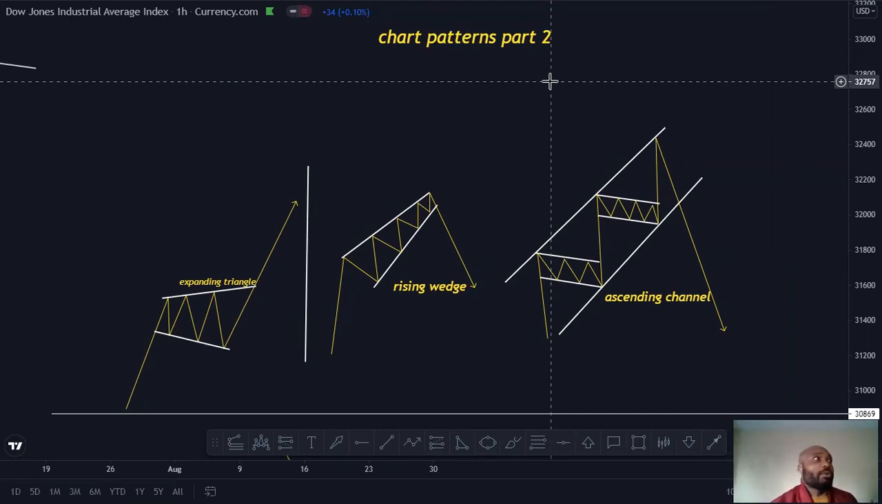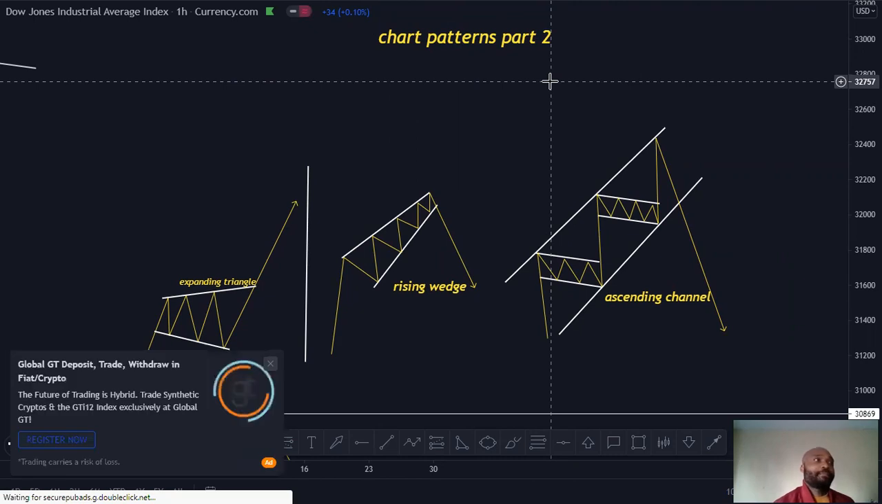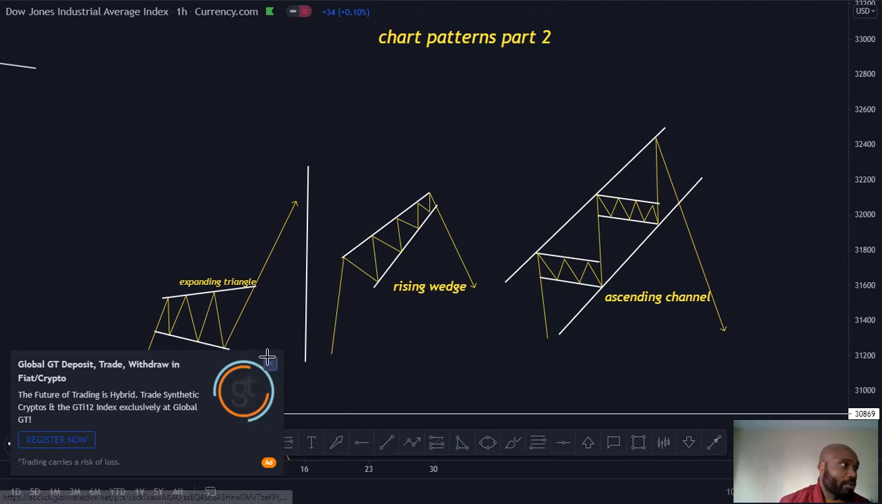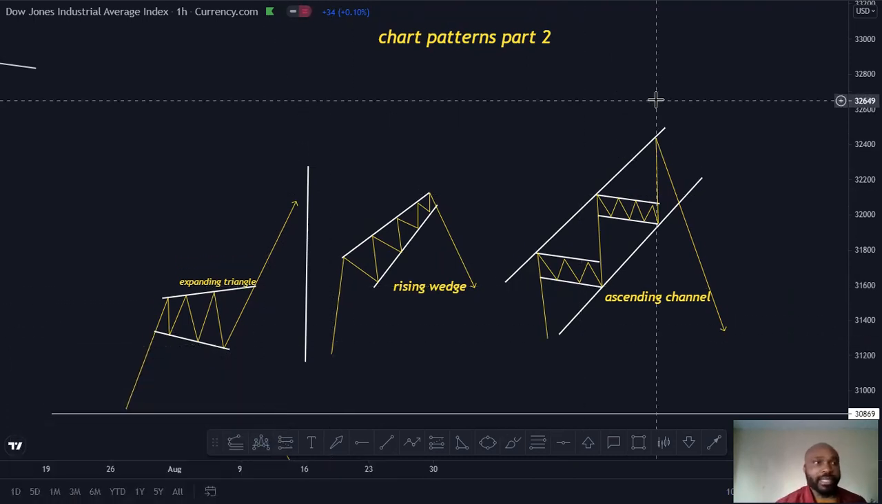Okay. So today we are doing part 2 of the chart pattern. Like promised, I did drop the part 1 of the chart pattern. I'm just gonna add it in the link description so you can watch it as well if you didn't watch it. And we did a few chart patterns on pattern continuation.